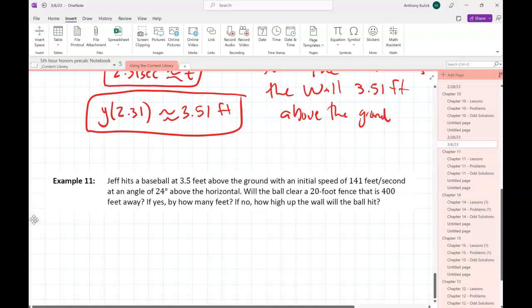All right, so let's read this one, this similar idea. So Jeff hits a baseball at 3.5 feet above the ground. Jeff's a little taller or something here. With an initial speed of 141 feet per second, an angle of 14 degrees above the horizontal. Will the ball clear a 20-foot fence that's 400 feet away? Yes or no? If yes, by how many feet? If no, how high up the wall will the ball hit?